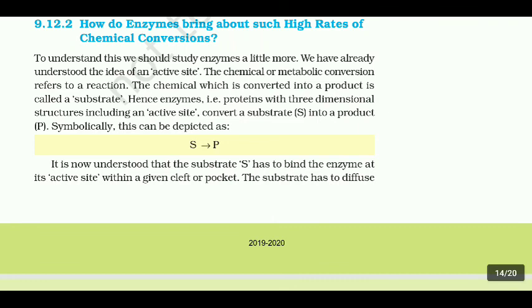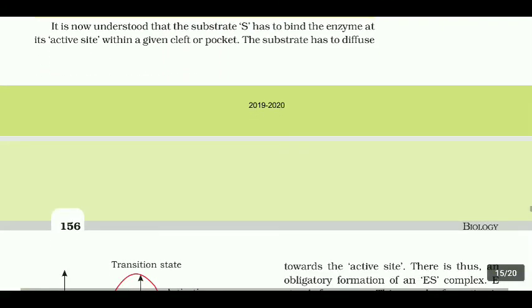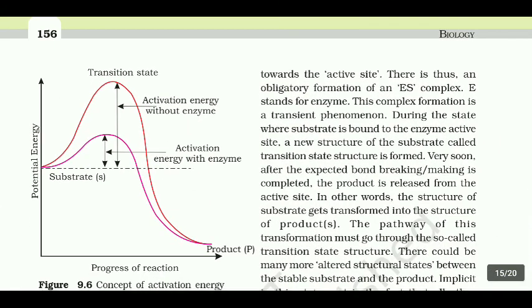It is now understood that the substrate S has to bind to the enzyme at its active site, within a given cleft or pocket. The substrate has to diffuse towards the active site. There is thus an obligatory formation of an ES complex. E stands for enzyme. This complex formation is a transient phenomenon. During the state where the substrate is bound to the enzyme active site, a new structure of the substrate called the transition state is formed. The structure is formed very soon after the expected bond breaking and making is completed. The product is released from the active site. In other words, the structure of the substrate gets transformed into the structure of the product.